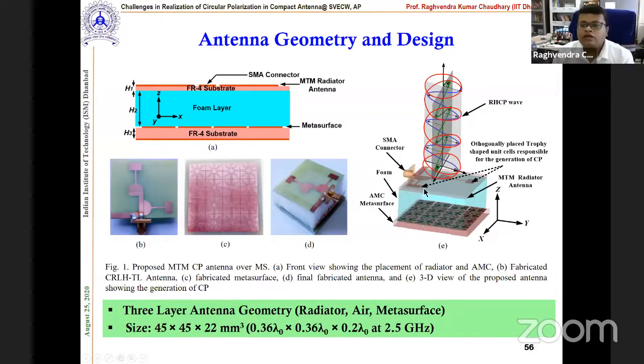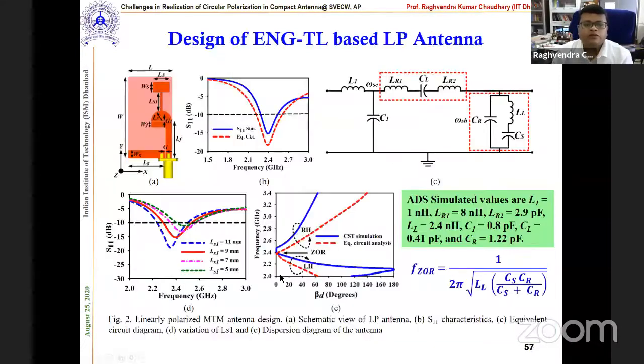And this is the overall antenna. This is the same kind of thing, correct? And we developed it over a 45 by 45 mm square, correct? With 0.36 lambda naught by 0.36 lambda naught at 2.5 gigahertz. Now the same thing we performed: we first analyzed the metamaterial unit cell, correct? The small antenna. And what we found is that at 2.4 gigahertz, this particular antenna is working.